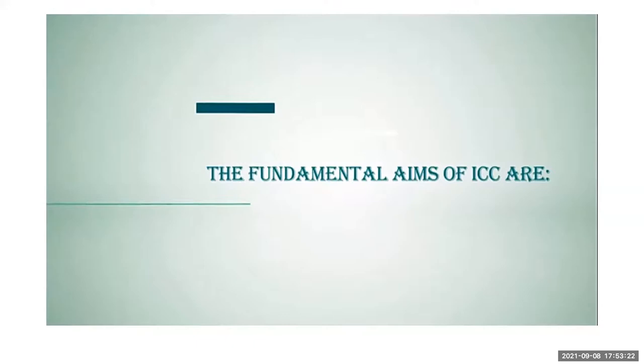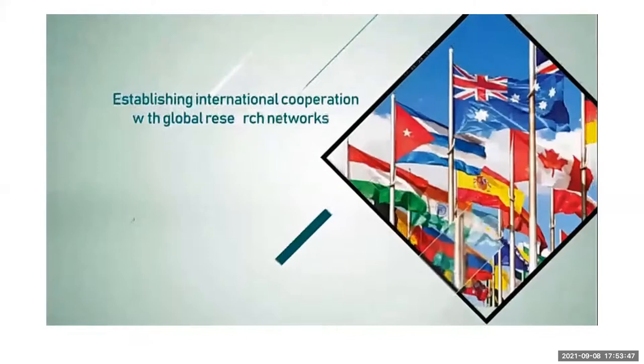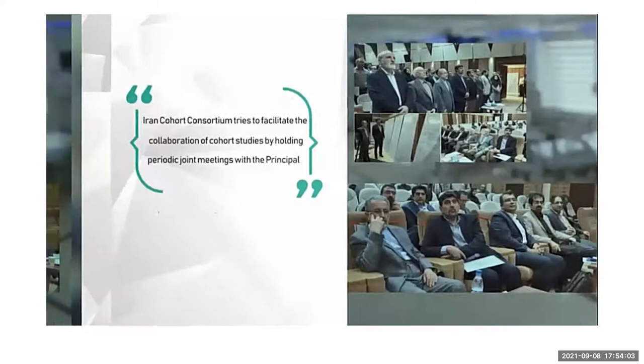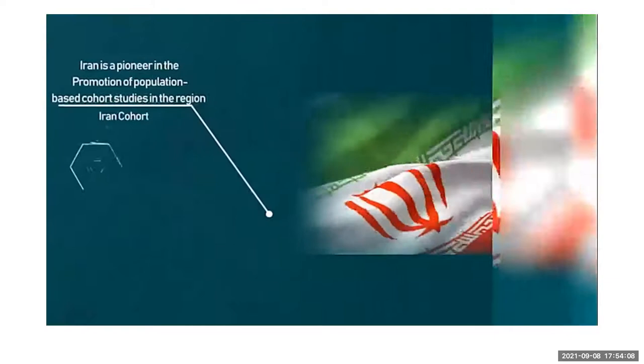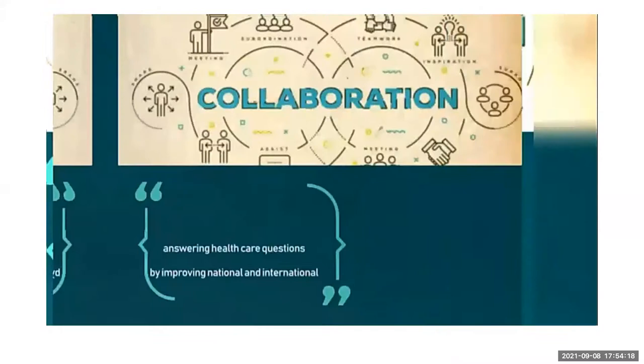The fundamental aims of ICC are answering to health problems not easily addressed in a single study through pooling data and promoting joint projects. Setting national research priorities in line with the mission of ICC. Integration of research to prevent parallel works and avoid additional costs. Establishing international cooperation with global research networks. The Iran Cohort Consortium tries to facilitate the collaboration of cohort studies by holding periodic joint meetings with the principal investigators of the cohort studies. Iran is a pioneer in the promotion of population-based cohort studies in the region, and we hope to provide appropriate conditions for answering healthcare questions by improving national and international collaboration of cohort studies.